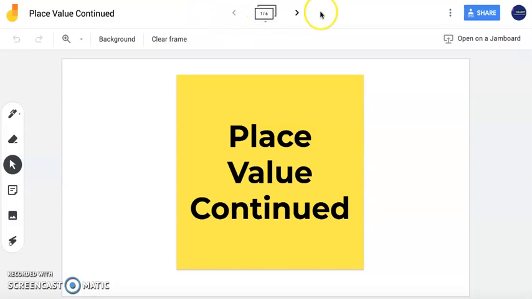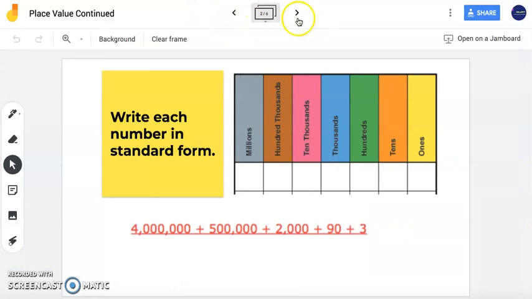Hello, today we're going to continue working on place value. Here it says, write each number in standard form. In fact, you are given a number that is already written in expanded form. Now, I also gave you a place value chart here.